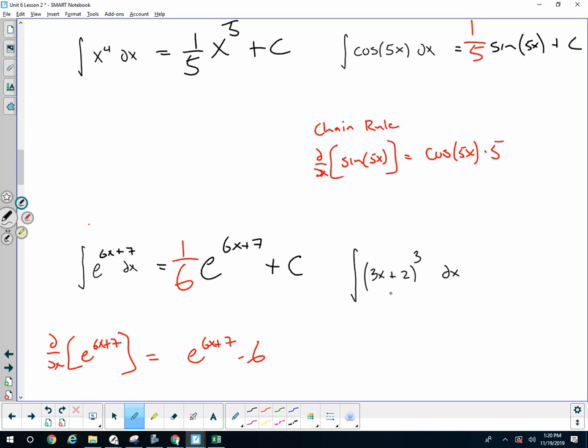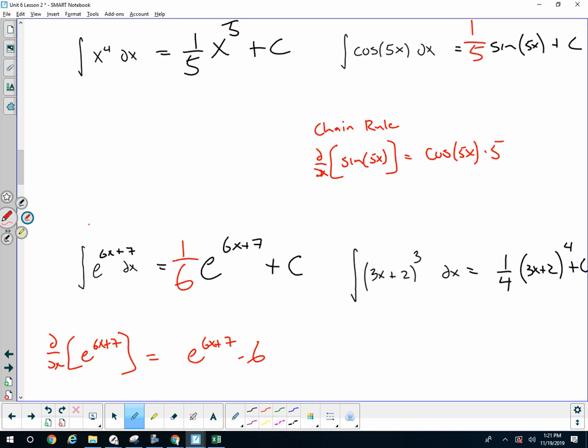Now this one is tricky. Some of us might think to cube things, but you can't just cube 3x and you can't just cube 2. You'd have to distribute a lot of stuff. But instead, we can think about maybe just working on the outside. And what we've been doing is working on the outside first. And I thought if this is x to the fourth, I would maybe have some x cubed. I'd maybe have some x to the fourth times 1/4. And I think maybe that's correct. Maybe it's 1/4 times 3x plus 2 to the fourth plus c.